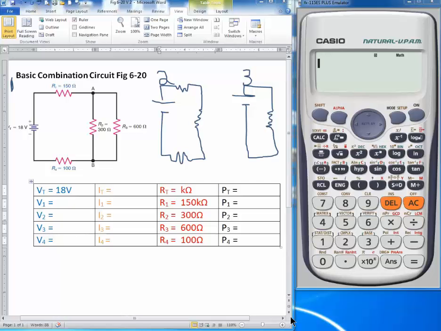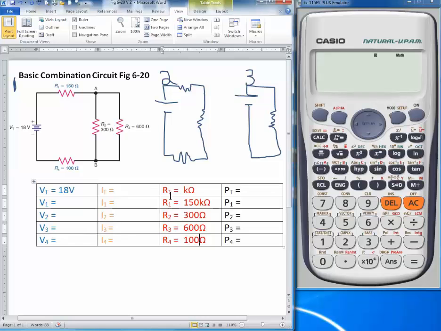In this video we will be making the calculations for a basic combination circuit. The first thing we want to do is fill in our known values, which I have already done. Our total voltage and the 4 resistor values. The first calculation that I would like to make for this circuit is total resistance.